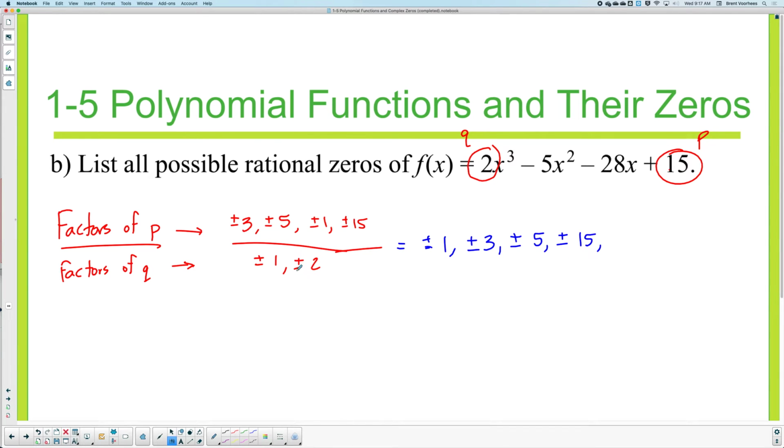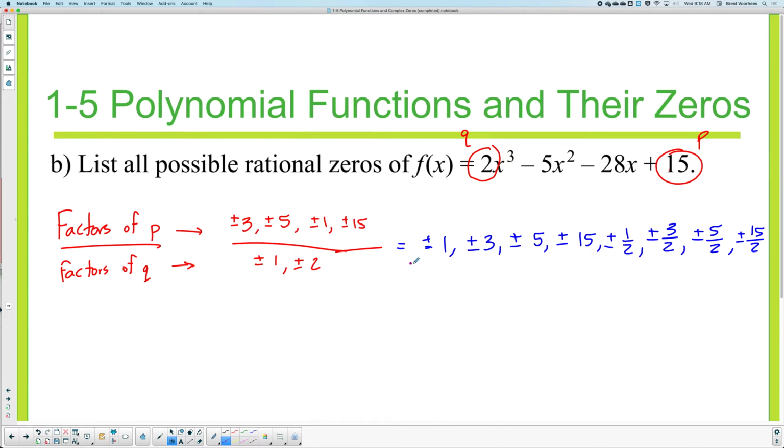Now I'm going to do the same thing, but this time I'm going to divide by 2. 1 divided by 2? 1/2. It could hit at positive or negative 1/2. 3 divided by 2? 3 halves. That does not reduce. 5 divided by 2? 5/2. And 15 over 2. 15/2. So none of those reduce. However, if they would have happened to reduce and would have been a duplicate, you do not have to write down duplicates. Those are the only possible rational zeros.